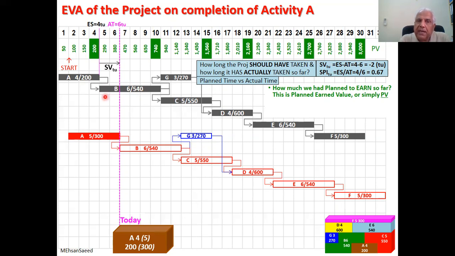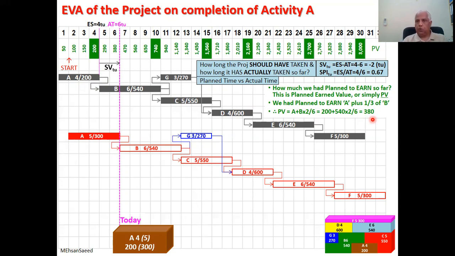So what is the planned value? The planned value is we were supposed to complete activity A, whose value is 200, plus 1/3 of activity B, whose value was 540. So 1/3 of 540 is 180. So 200 plus 180, our planned value was 380. So as of today, we should have earned 380 value out of 3000.